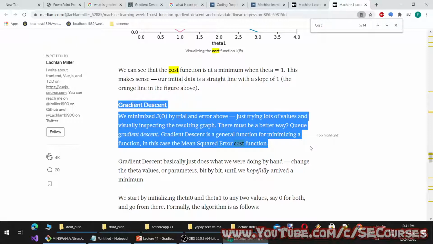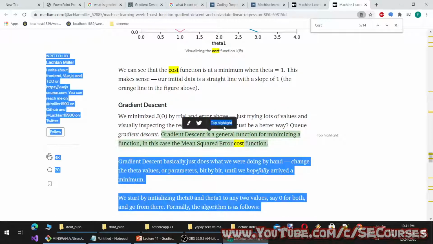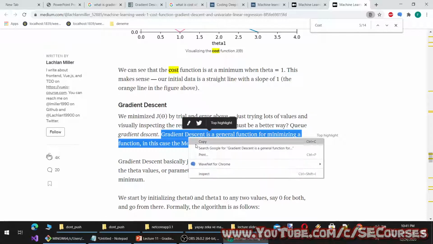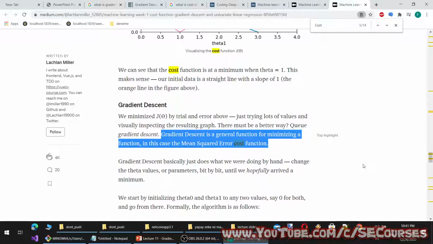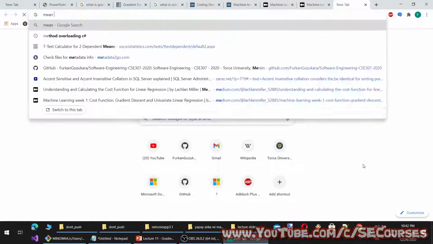Gradient descent. We minimized J(theta) by trial and error above, just trying lots of values and visually inspecting the resulting graph. There must be a better way? Enter gradient descent. Gradient descent is a general function for minimizing a function, in this case the mean squared error cost function. So this is important. Gradient descent is a general function and it tries to minimize the function you are using for your calculation. It can be mean squared error or it can be other functions, for example.